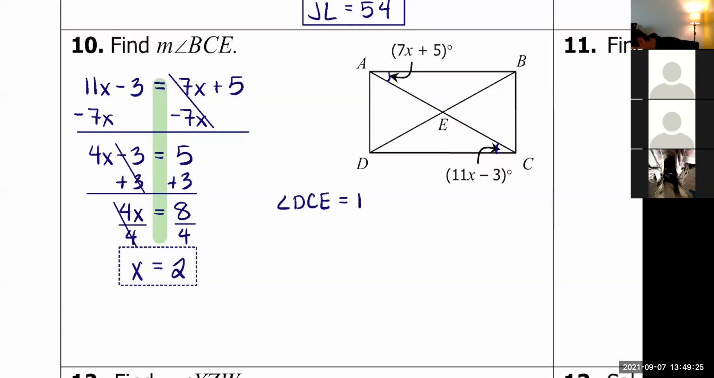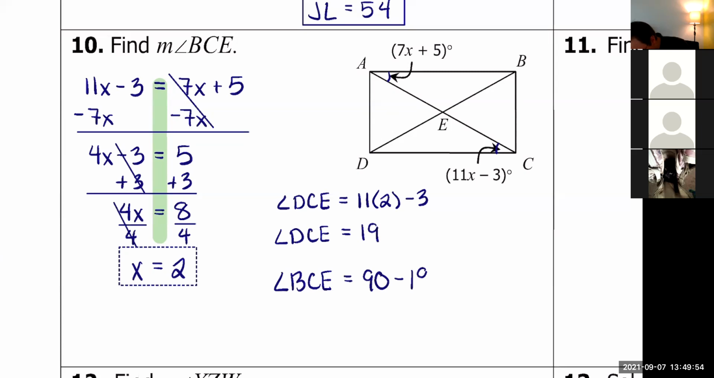Plugging in my value, I get 11 times 2 minus 3. Which is what, 22 minus 3, 19? Yeah. And 90 minus 19 is 71. So angle BCE is 90 minus the 19, and you said 71?